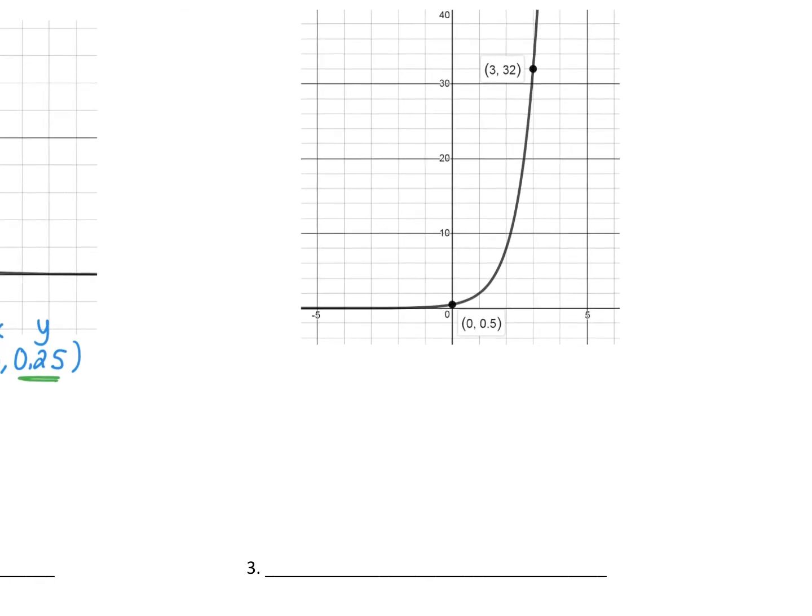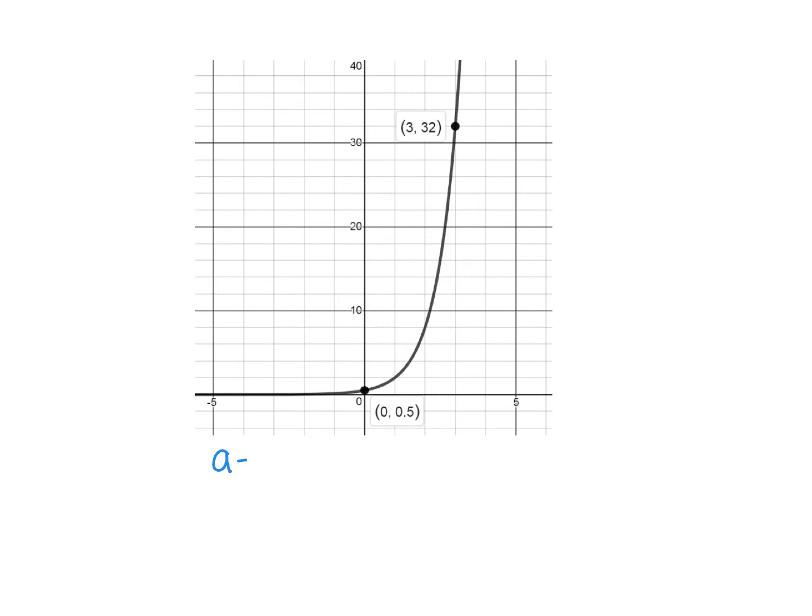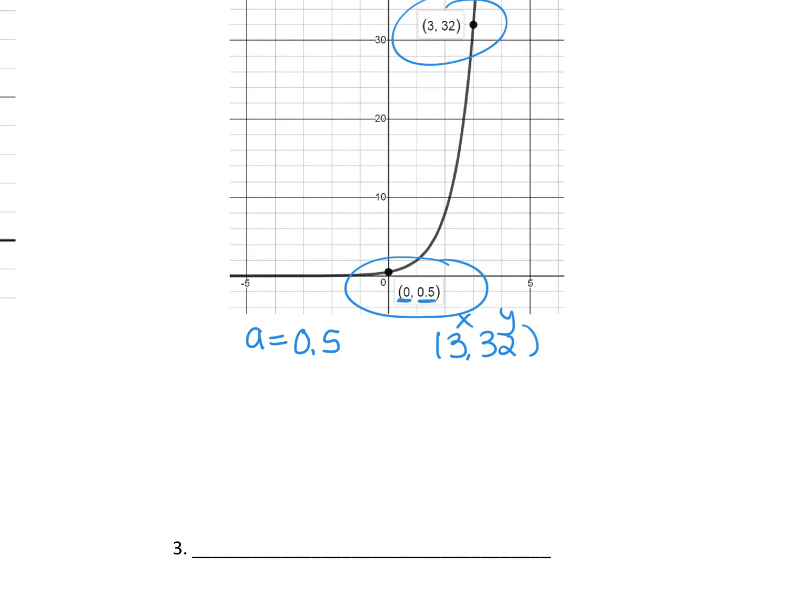Let's do the same thing for this next graph. So again, I want to identify what my a is first, and I see my y-intercept is right here. X is 0, y is 0.5, so my a is 0.5. Then I'm going to use my other point, (3, 32), to use that as x and y. And so I'm going to plug those into this equation. So my a is 0.5, my x is 3, and my y is 32.